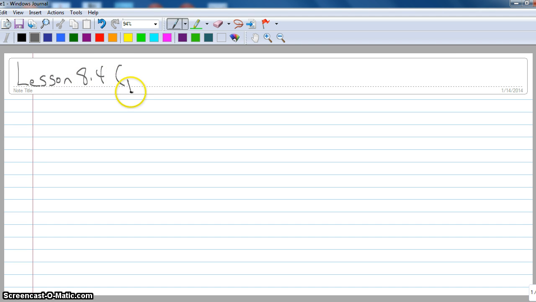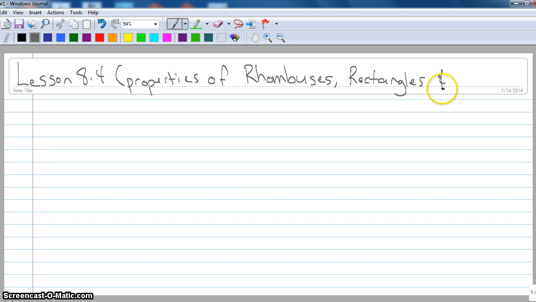And 8.4 is properties of rhombuses, rectangles, and squares.